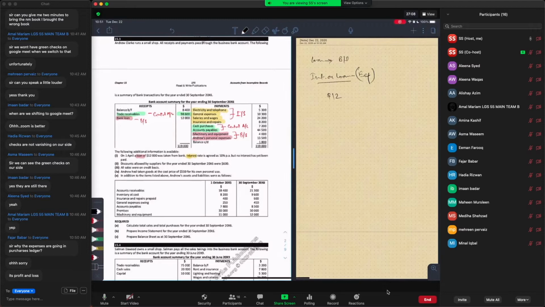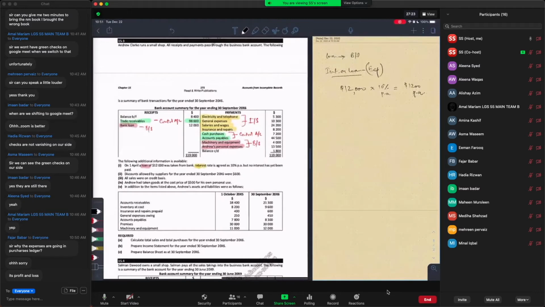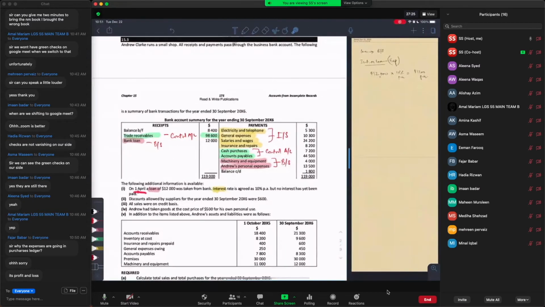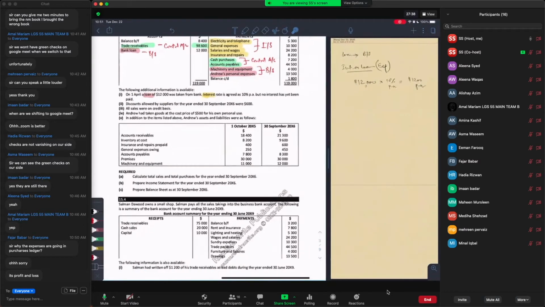So $12,000 is the value of our loan, right? And on the $12,000, our interest expense is 10% per annum, and that comes out to be $1,200 per annum, right? But since the loan was received on the 1st of April, and our financial year finishes on 30th of September, we know that the loan has not been utilized for the entire year.